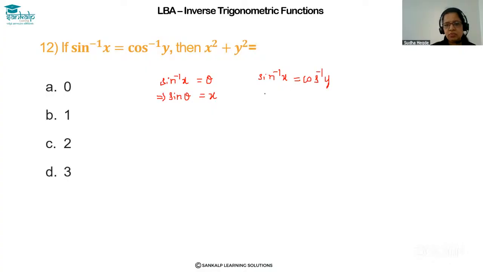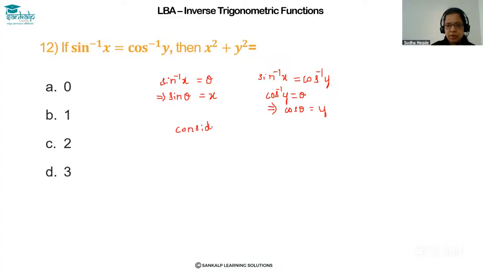And if sine inverse x is equal to theta, then cos inverse y must be what? Theta again. Therefore, cos inverse y is equal to theta. This implies cos theta is equal to y. Correct? Are you getting? Cos theta is equal to y. Now you have sin theta is equal to x, cos theta is equal to y. Find x square plus y square.